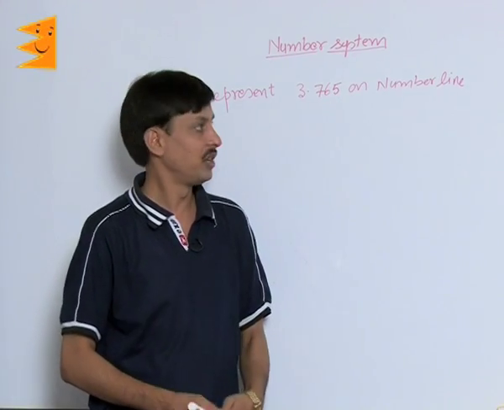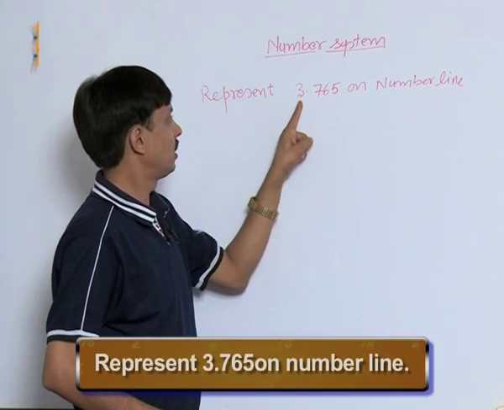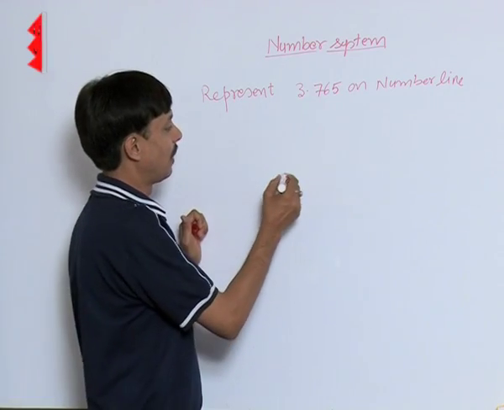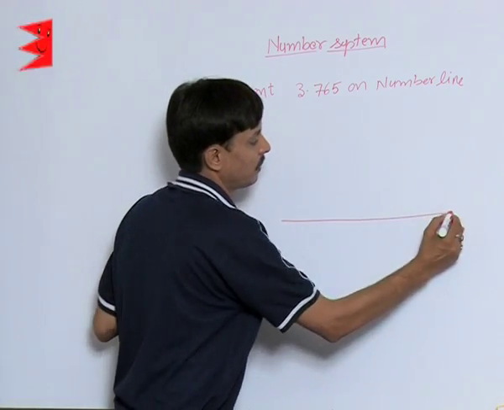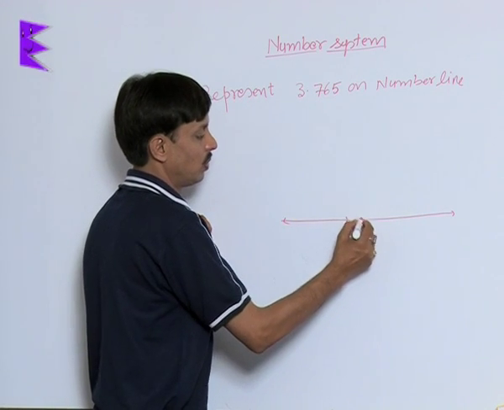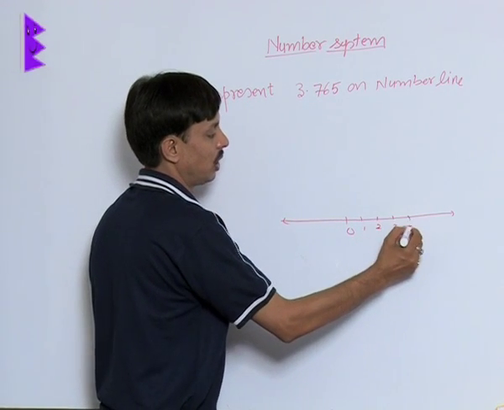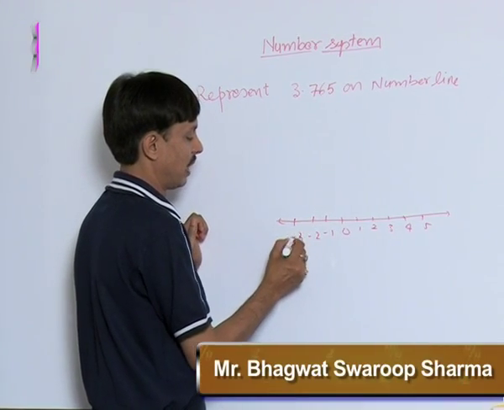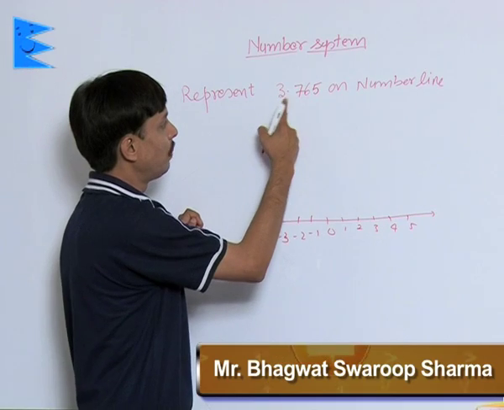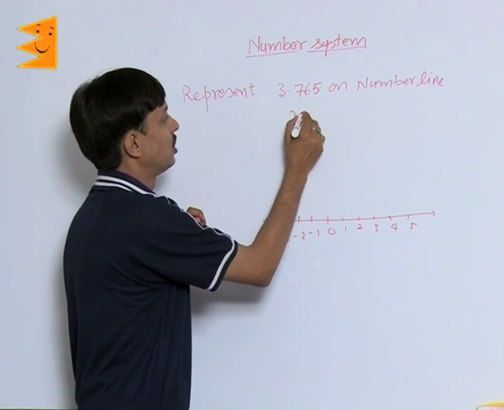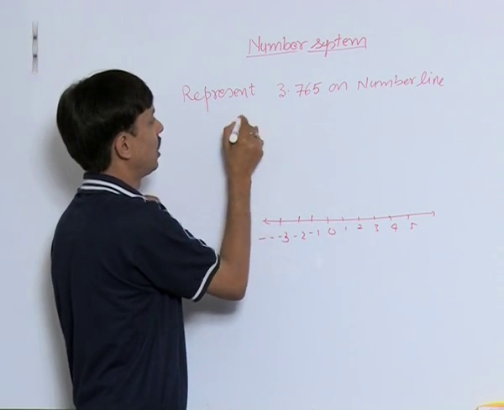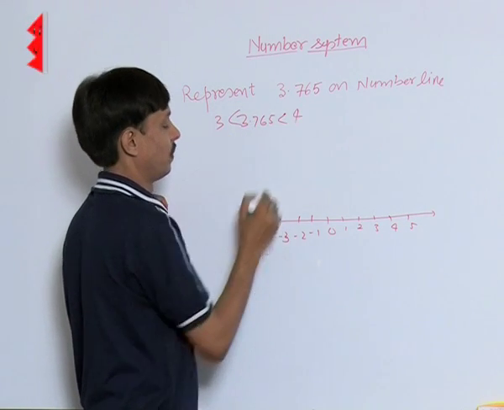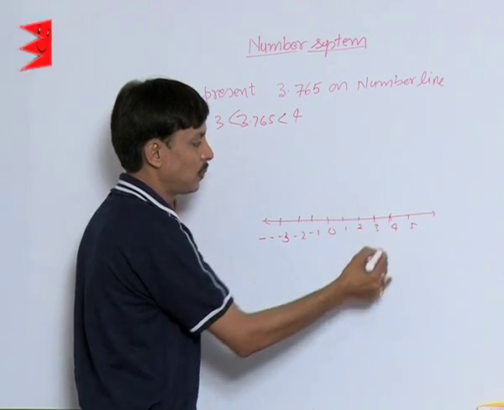Now another representation. Represent 3.765 on number line. How? We have to draw a number line where it is 0, 1, 2, 3, 4, 5. Left side -1, -2, -3, etc. 3.765 lies between 3 and 4. So this is 3, this is 4.